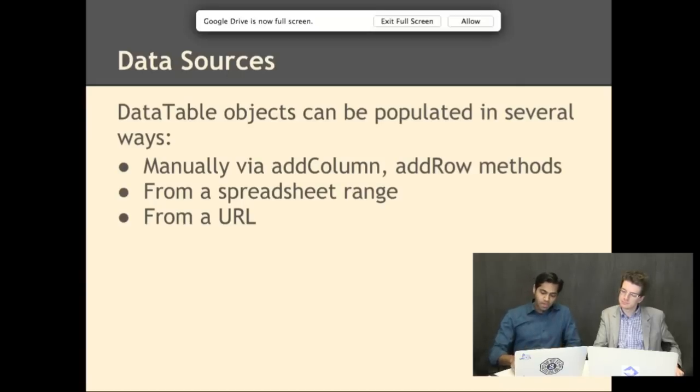So you can just create a new data table builder, and then you can add a column to it for each category that you want in your chart, and then you can add a row for each entry, and then you can do build, create the data table, and then you can add that to a chart. Another way is a little bit more automated.